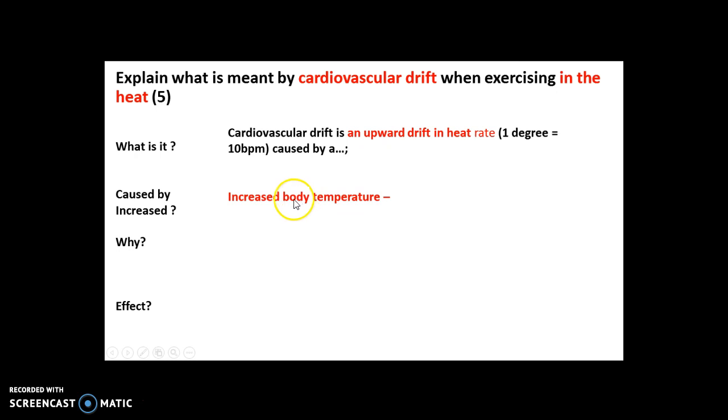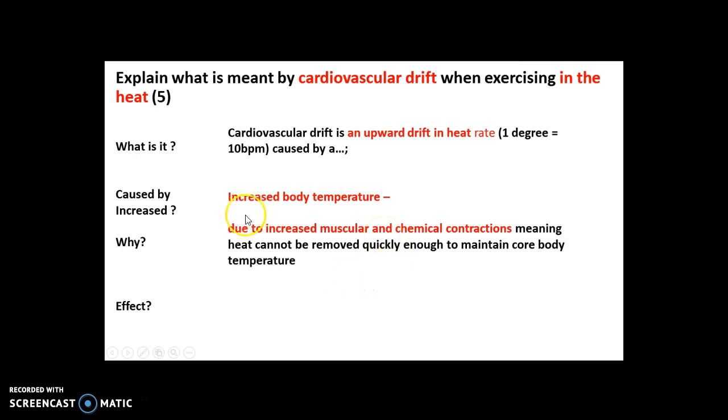So an increase in body temperature. Why is this increase in body temperature leading to an increase in heart rate? Well, the reason is that there's an increased amount of muscular and chemical contractions. They have to work harder because we're in heat. What it means is that because we're in heat, we're not actually getting rid of the heat by sweat. So this can cause us massive problems. What happens then? We're trying to get all this blood away. We're trying to get it to the skin. But because of this increased muscular and chemical contractions, we have a problem.